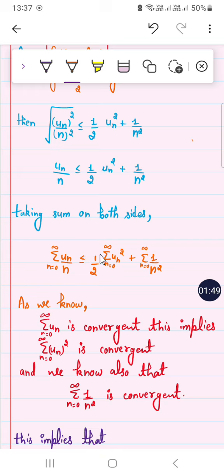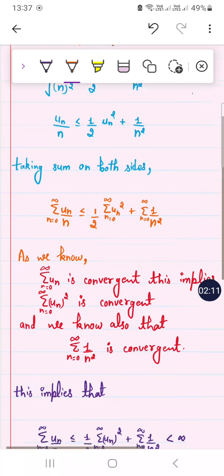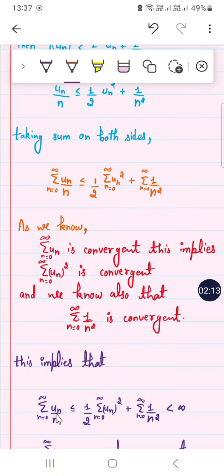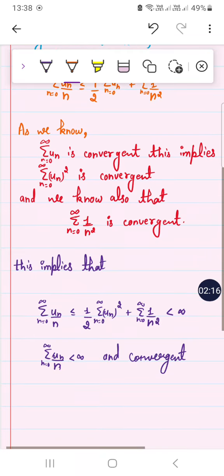Now we know that if the series sigma un is convergent, this implies that sigma un square is also convergent, right? And we know that the series sigma 1 over n square is also convergent. If this series is convergent and this series is convergent, then these are finite, and the right side, which is greater, is finite, so sigma un upon n is finite, and this is also a convergent series. That is the proof of this.